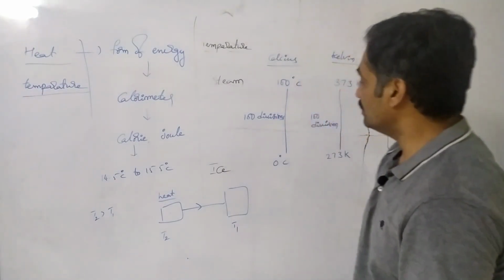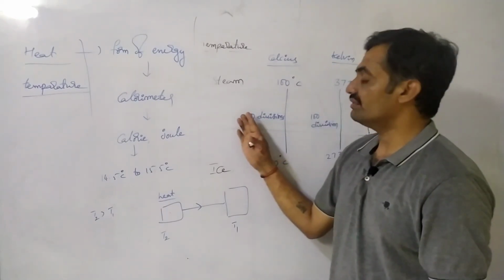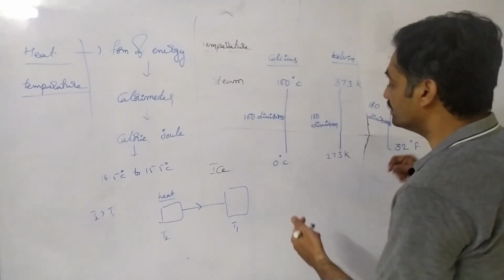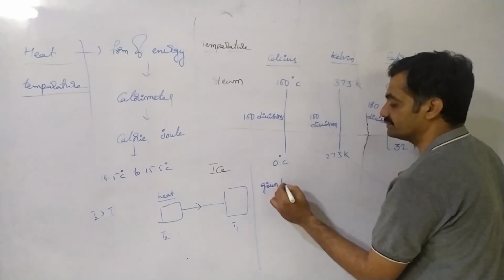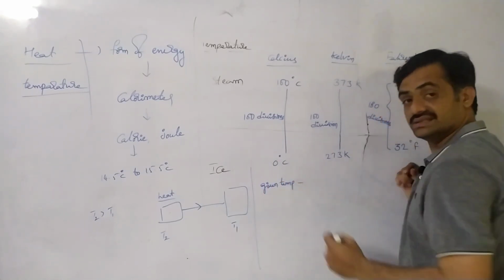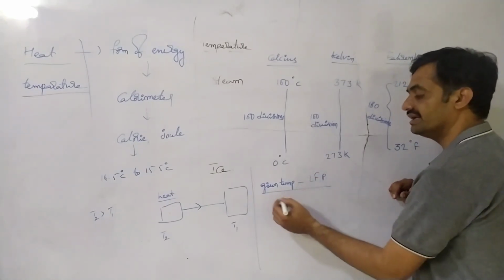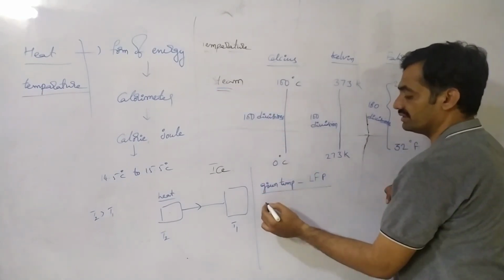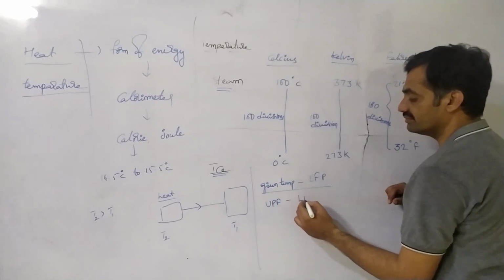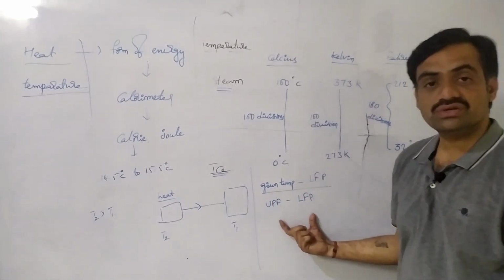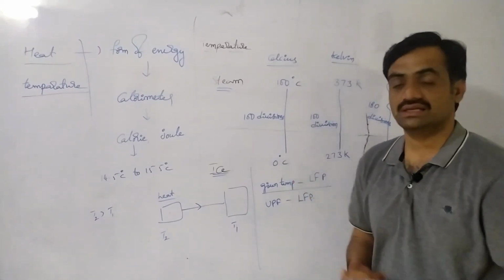In order to convert from one scale to another scale, we have a formula. The formula is: given temperature minus lower fixed point, divided by upper fixed point minus lower fixed point. Based on this equation, we can convert from one temperature scale to another.